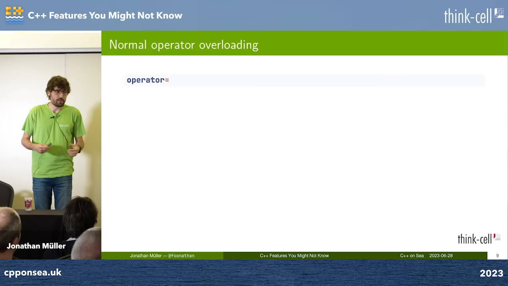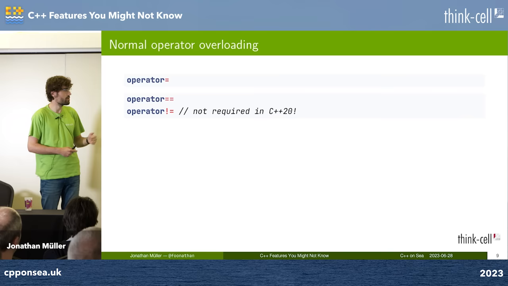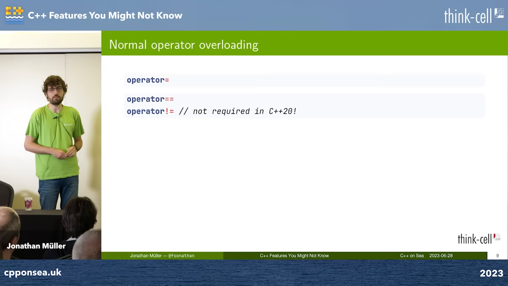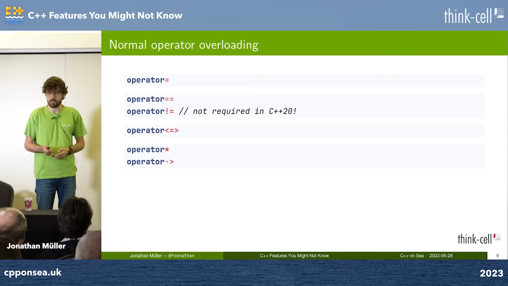So operators can be overloaded. You might want to overload the equals operator or comparison. I'm really happy that since C++20, you don't actually need to overload not equals, because the compiler will just negate the result of equals equals for you. So since C++20, you only need to overload equals equals and never not equals, which is very convenient. Comparison in C++20 is also just spaceship. Then you've got the pointer operators if you're writing an iterator or something, and the arithmetic operators.